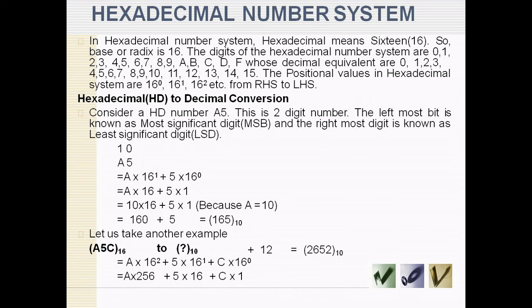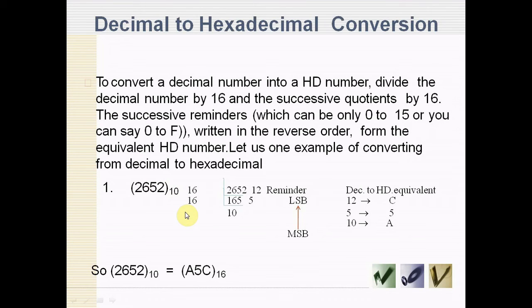The value of A in hexadecimal is 10. So 10 into 16 plus 5 into 1. After calculating the equation, we will get 165. This is the decimal value of that hexadecimal number. In such a way, we can convert any hexadecimal number into a decimal number.